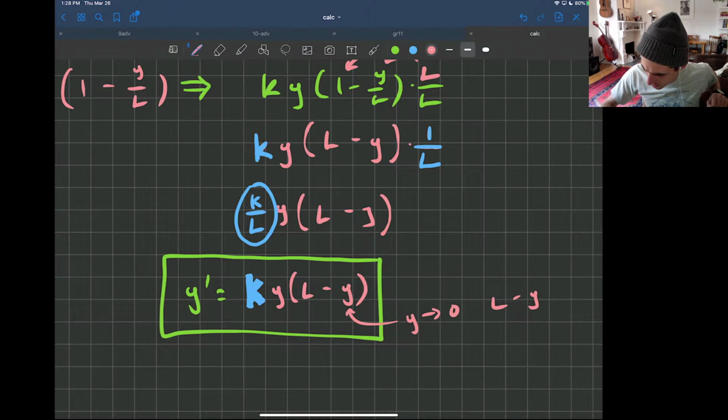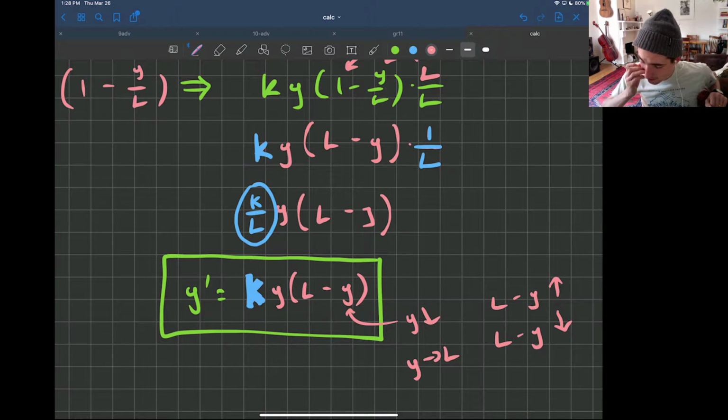Also L minus y gets big. So I'll just write arrows: when y gets small, L minus y gets big, and when y approaches L, L minus y gets small. So it has the same effect. It's just that it's not so much thinking about it in terms of going from 0 to 1. It's going from something like big to small.